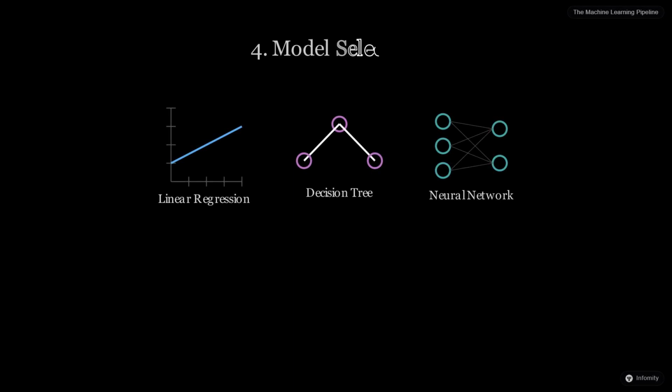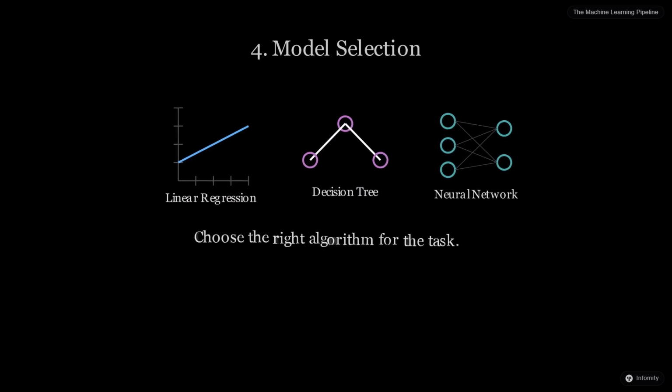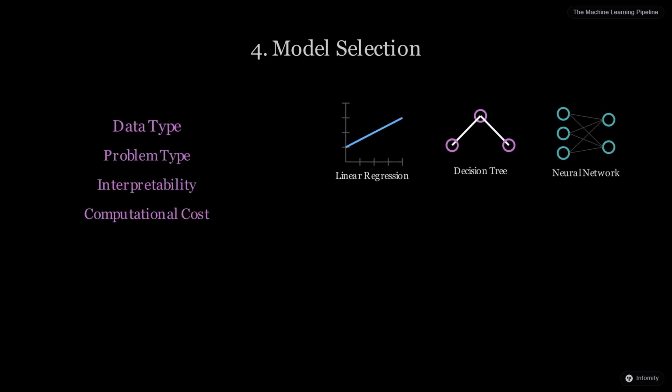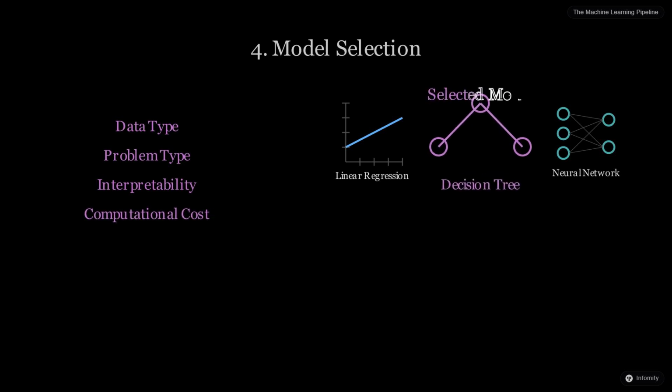With our data now clean and well-engineered, the next crucial step is model selection, choosing the right machine learning algorithm for our specific task. There's no one-size-fits-all model. The best choice depends on several factors. We might consider linear regression for continuous values or decision trees for classification. For complex patterns, neural networks could be more suitable. Factors like data type, problem, interpretability, and computational resources all guide this important decision.